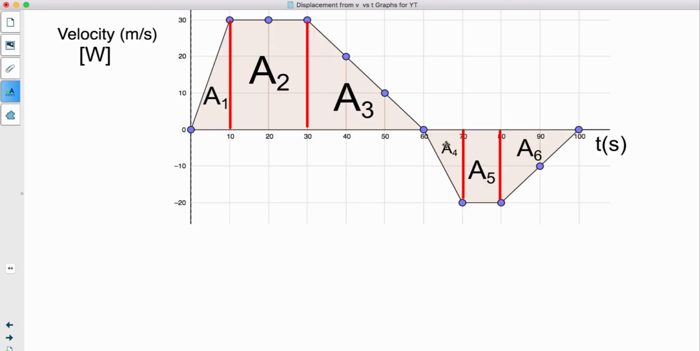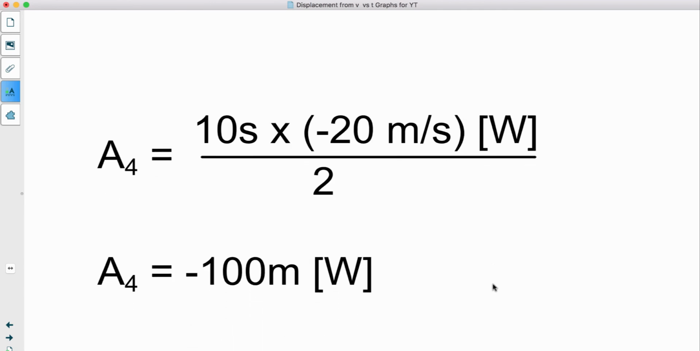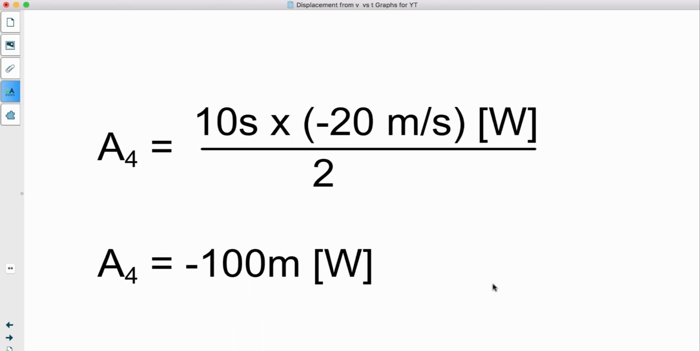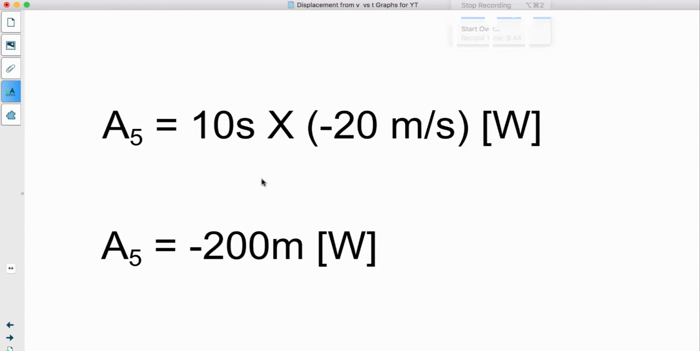A4 is a triangle. The base is 10 seconds. The height is minus 20 meters per second west. So now that we have these areas underneath the time axis, they'll actually give us a negative value. So we have 10 seconds times negative 20 meters per second west divided by 2, giving us an area of minus 100 meters west. Area 5, base is 10 seconds, height is minus 20 meters per second. It's a rectangle. Base of 10 seconds, height of negative 20 meters per second west, total area of minus 200 meters west.